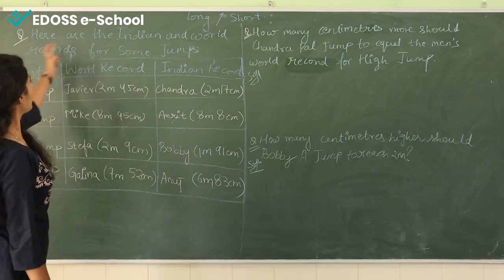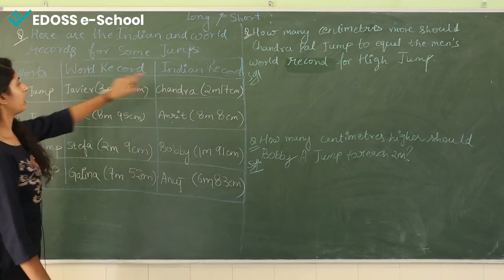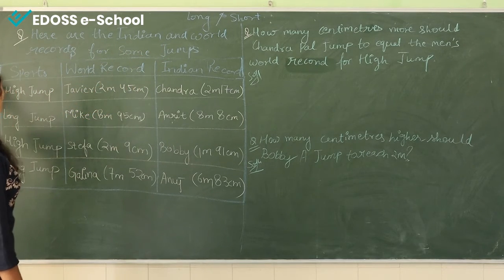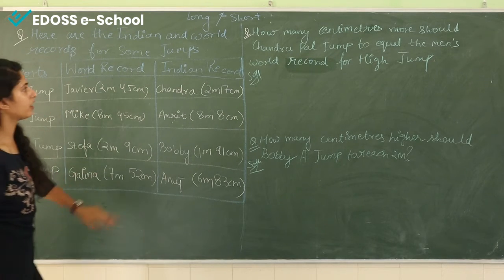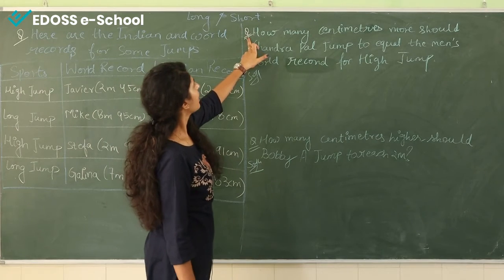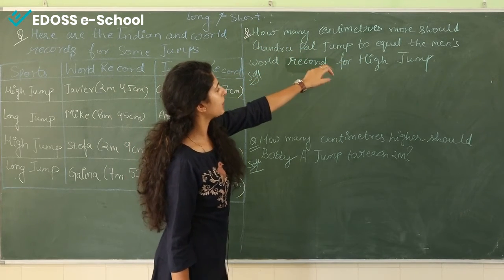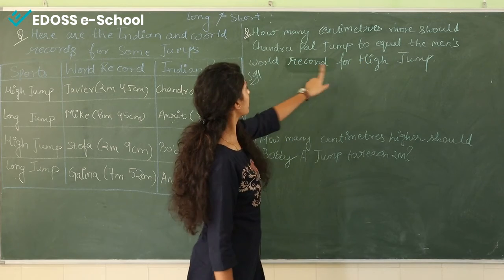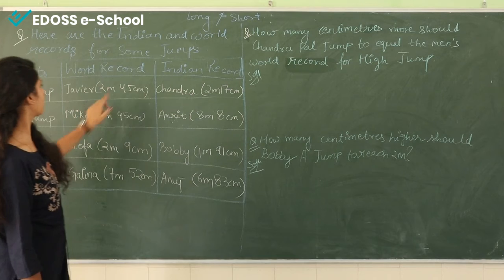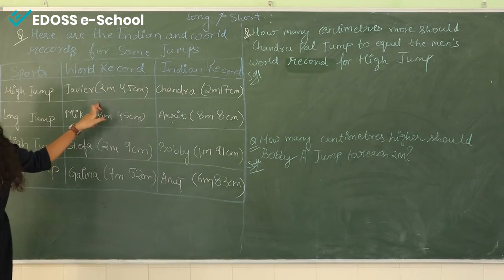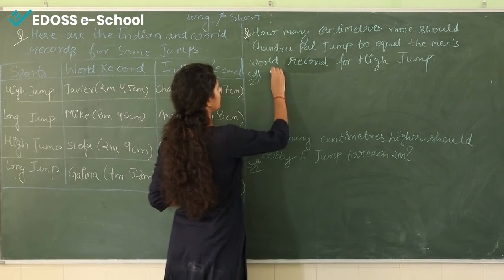Now here are the Indian and world records for some jumps. Indian record, world record. Highest jump is Jaiveer Chandra. So here are some questions related to this chart. First question is, how many centimeters more should Chandrapal jump to equal the men's world record for high jump? So first we have to check world record for high jump. World record for high jump is of Jaiveer, that is 2 meter 45 centimeter.